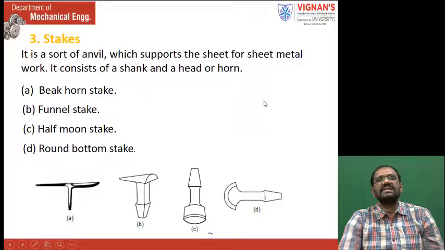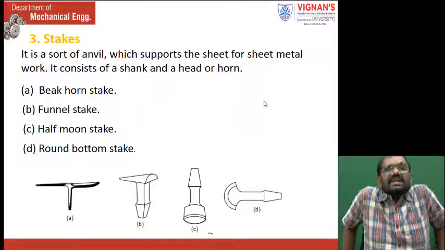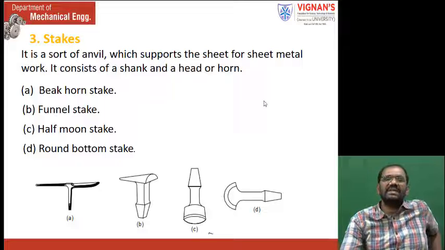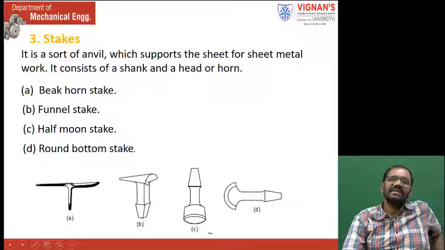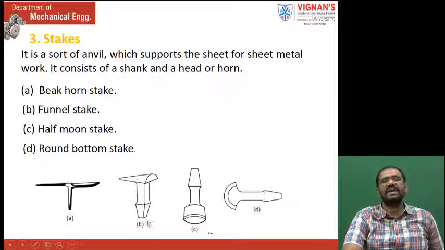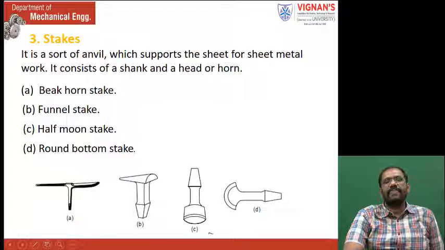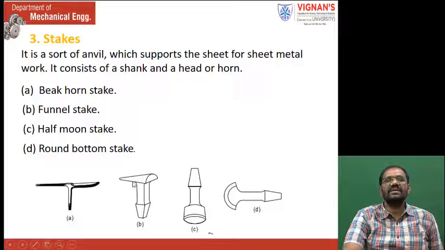Next one. See, these are the stakes. It is a sort of anvil. This is one kind of anvil, used to carry out work on the sheet metal. First, if you see this one, the funnel stake. This is rigidly held vertically like that. The sheet metal is placed over that, and with the help of hammers, they can bend it into the required shape. This is a sort of support. So we support the sheet for sheet metal work.